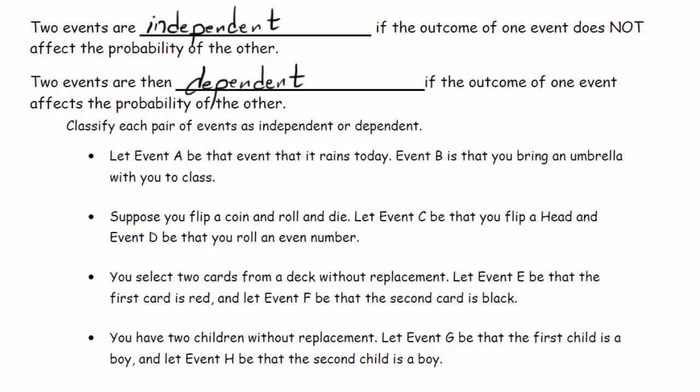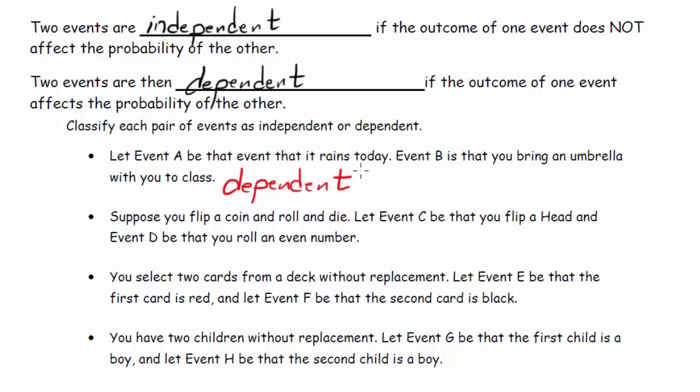So we want to classify these two events as either independent or dependent. We're going to let event A be the event that it rains today, and event B be the event that I bring an umbrella with me to class. So what we need to think here is, if it rains today, is that going to make me more or less likely to bring an umbrella? Well, yeah, if it rains today, I'm more likely to remember my umbrella. So these do affect each other. A is going to affect B. So if A affects B, we are dependent.